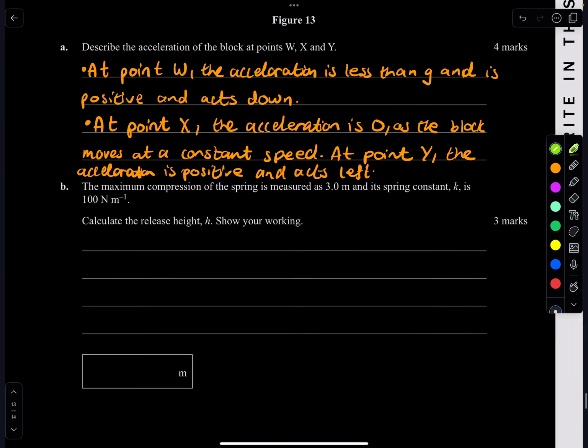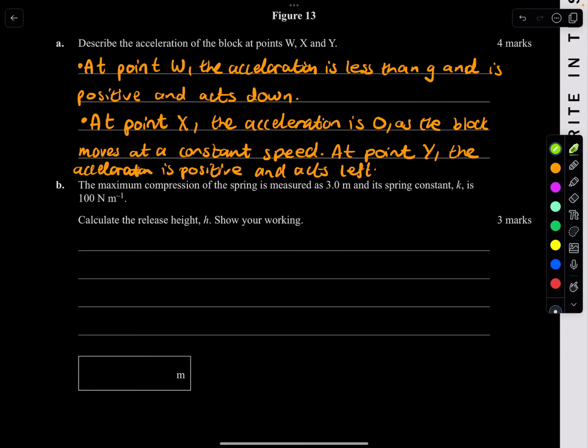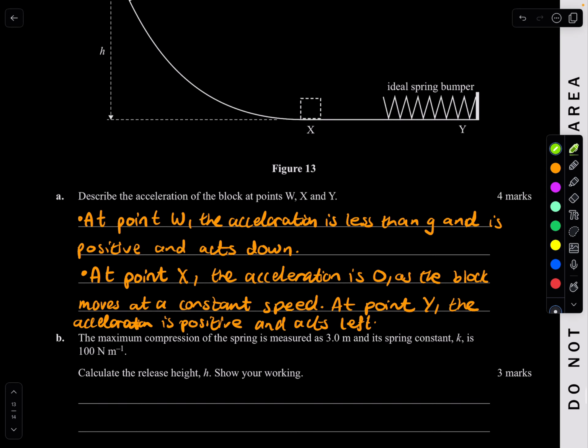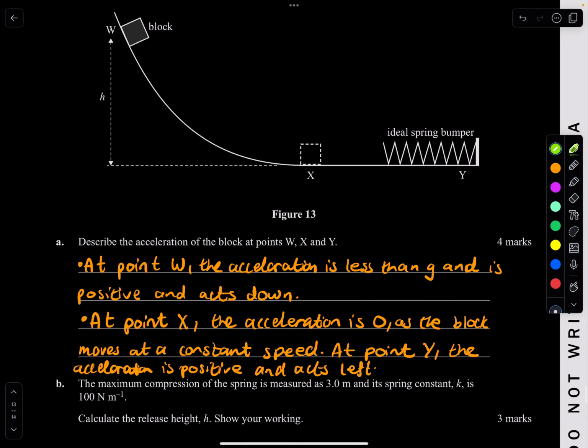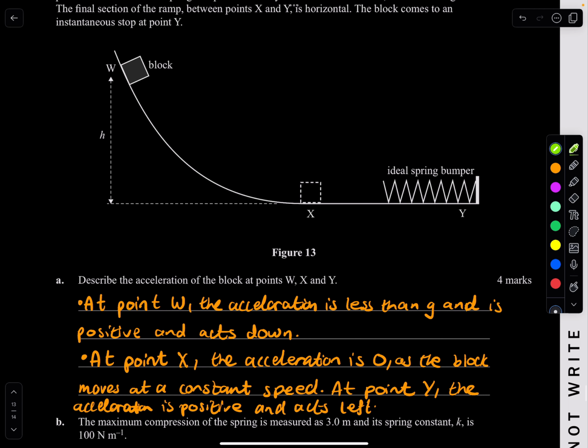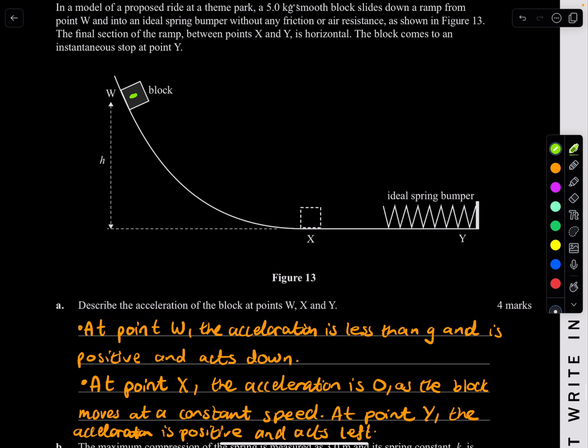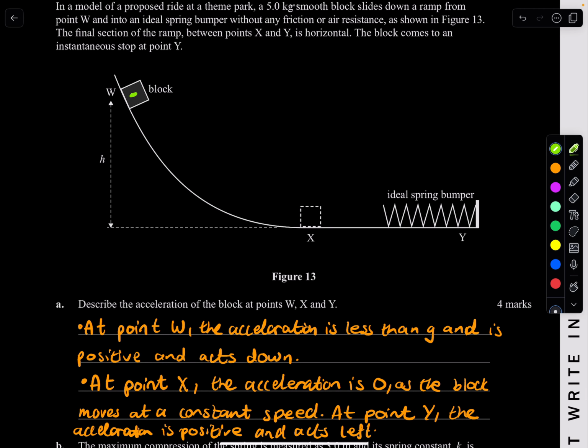Question B. The maximum compression of the spring is measured to be 3 meters, and its spring constant is that. Calculate the release height, H, show your working out. So 3 marks. We're just going to use energy conservation, one of the most typical questions. So we know at point W, like they said, that it was at rest. And of course, the only energy that it has is your GPE, which is going to be at its max.